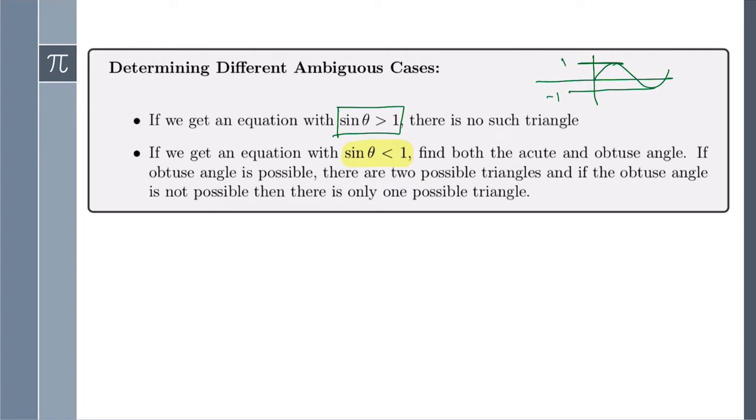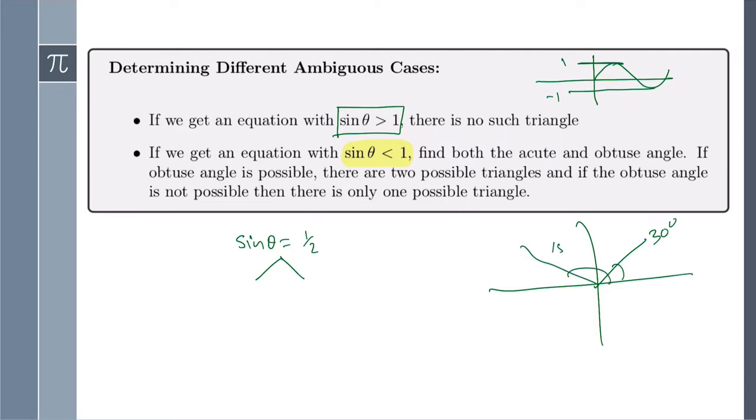Then we could have two things. When you get sine theta less than 1, for example, sine theta equals 1/2, that means sine is positive in the first quadrant, where you have this 30-degree angle, and also sine theta is 1/2 in the second quadrant, where you have 150 degrees. So this one would lead us to two different angles, the acute angle, which is 30, and the obtuse angle, which is 150 degrees.